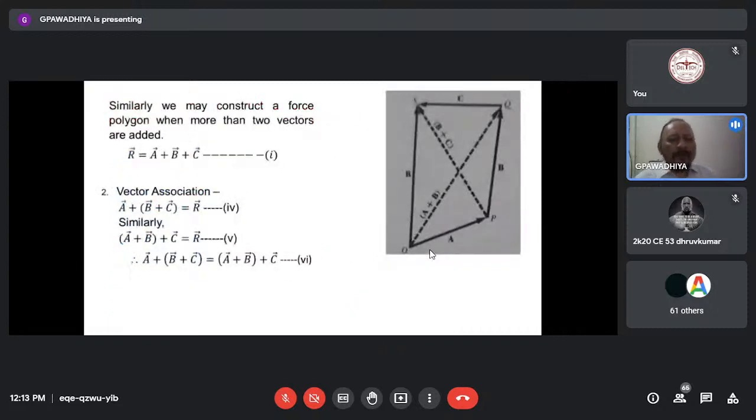Now let's discuss the properties of these vectors. Let's say there are three vectors A, B, and C. Earlier we had only two vectors, A and B. Now there are three vectors, and R is in fact the resultant. Now these vectors we have drawn in order.